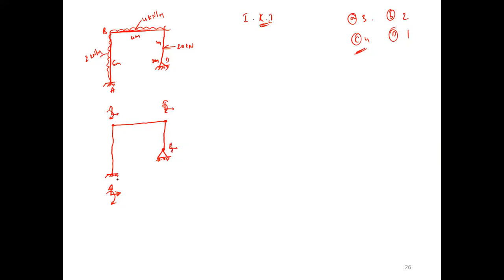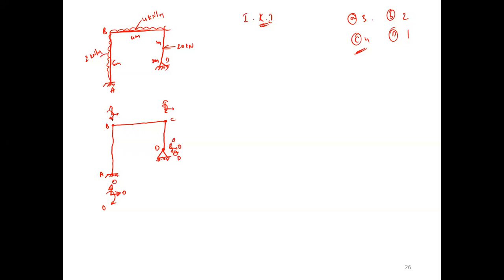Now, fixity. How many external reactions will develop at a fixed support? 3 reactions. Hence it is 0. Here hinge. How many reactions at the hinge? 2. Therefore, rotation is possible. If you take A, B, C, and D, theta D is possible. The remaining 2 are 0.